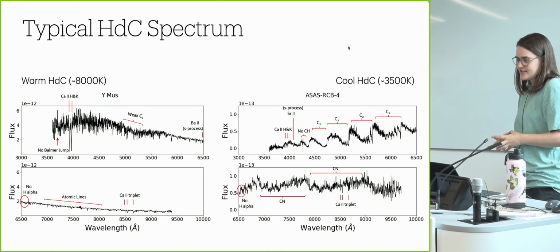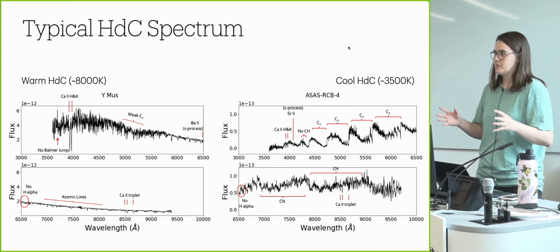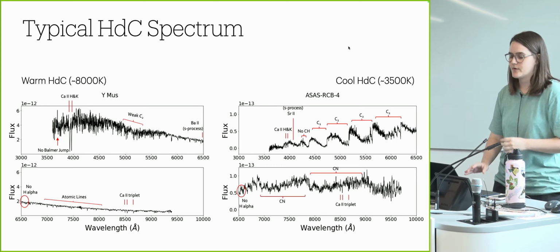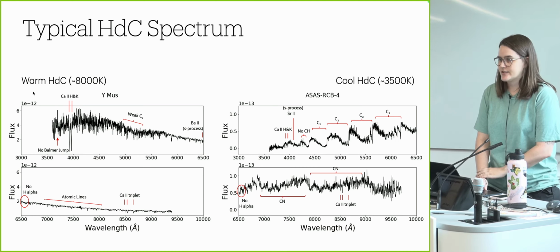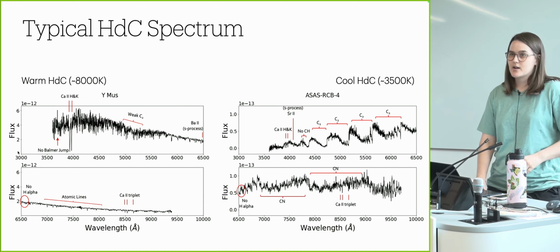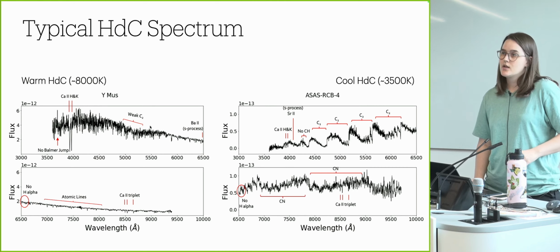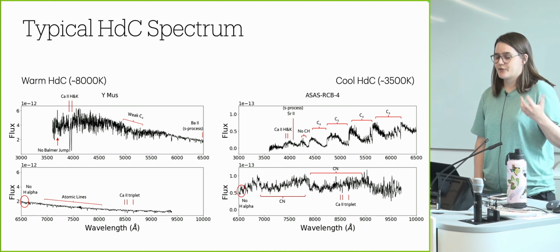So a typical HDC spectrum is quite unique, and I understand probably not everyone deals with spectroscopy all the time, so I've pointed out the important parts here. Here's a warm star on the warm end of the HDCs, and here's a cool star over here on the right. The warm star has a lot fewer molecular features, but you can see it still has a pretty weak C2 band feature here, which is quite rare for such a warm star.